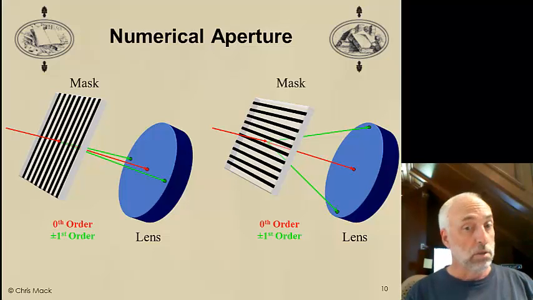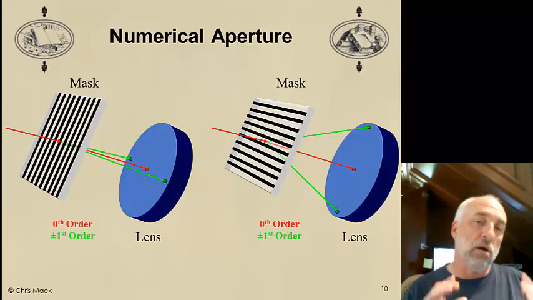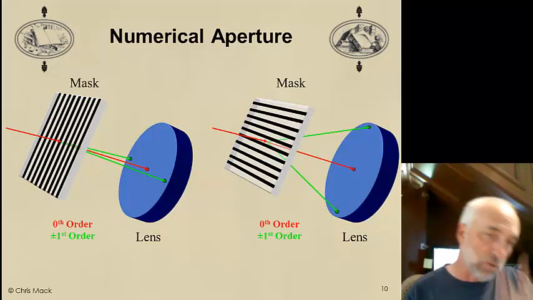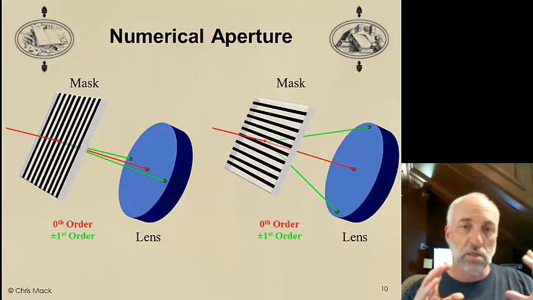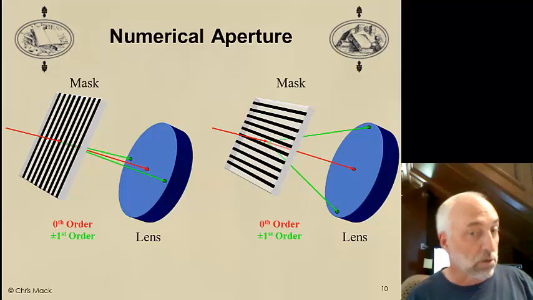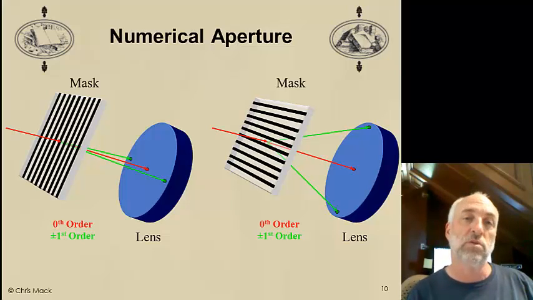So you can imagine now how, knowing the numerical aperture and the orientation of the lines and spaces, I can figure out where the diffracted orders land and which diffracted orders make it through the lens and which ones don't.